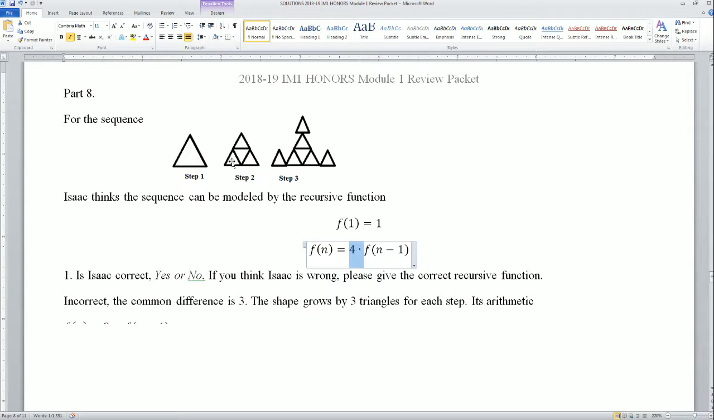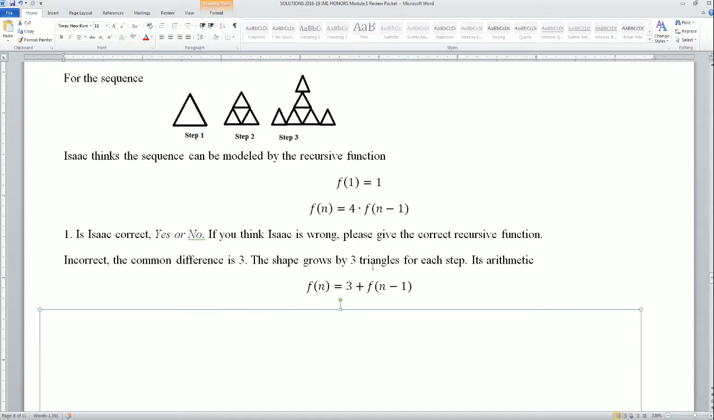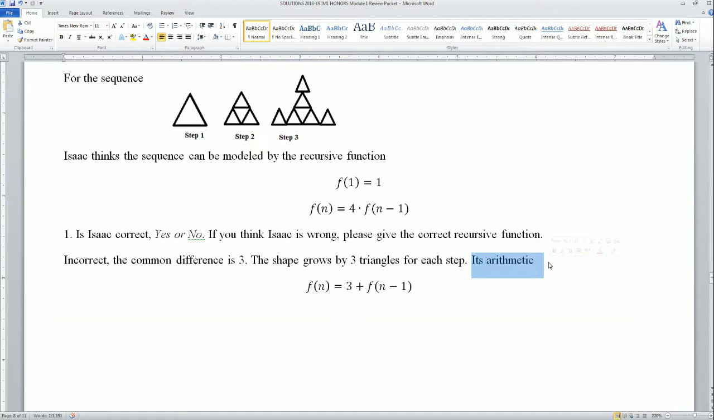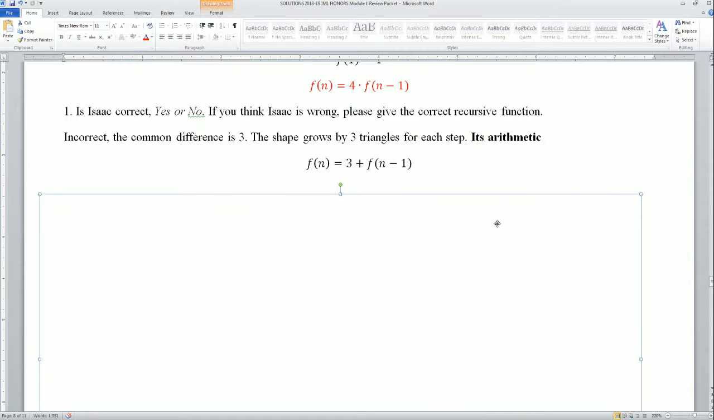Do you see from here to the second step, it's only 3 triangles that are growing. Next one, it's only 3 triangles that are growing. So the shape is only growing by 3 triangles each step. So it is arithmetic, not geometric. Here they think it's geometric, which is wrong. It is really arithmetic in our case. So f of n is equal to 3 plus your previous term, which is the recursive equation.